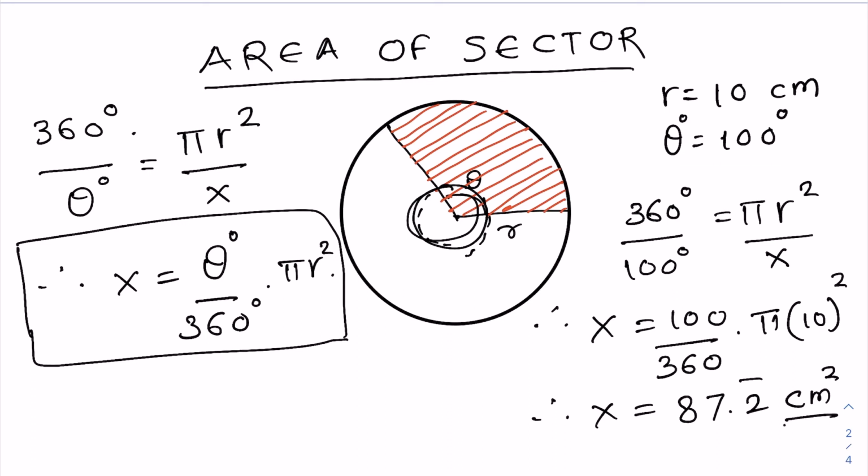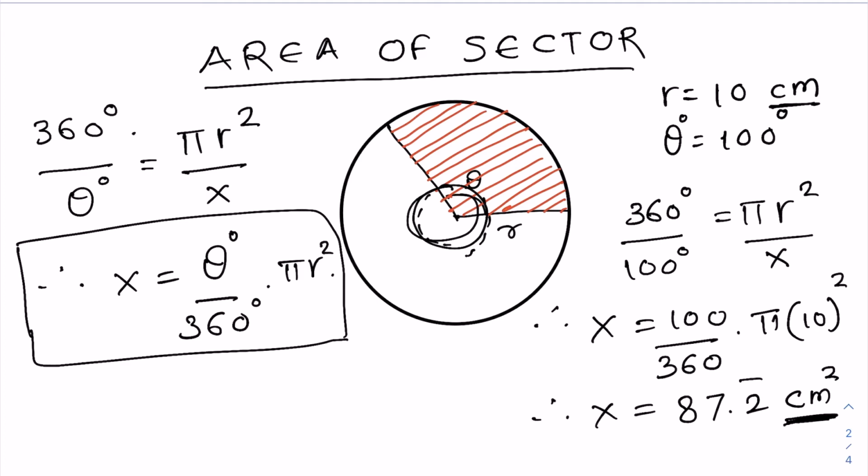centimeter square. Remember, the centimeter square is because this is the area. They are essentially square units, and our unit in this particular case is centimeter, so therefore we chose centimeter square as the unit. So that's your area of a sector.